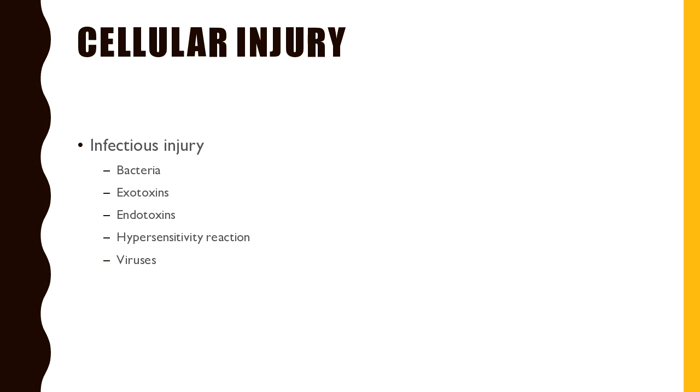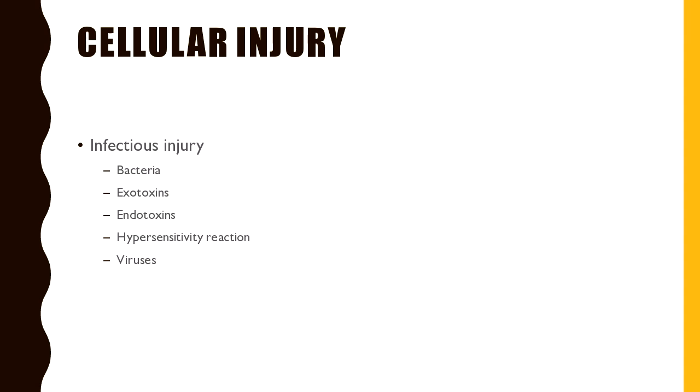With infections and injuries, you have bacterial infection and viral infection. Bacteria can produce endotoxins and exotoxins. Exotoxins are excreted, and endotoxins live within the bacterial cell wall. Either one of those can damage the body cells when they're released.